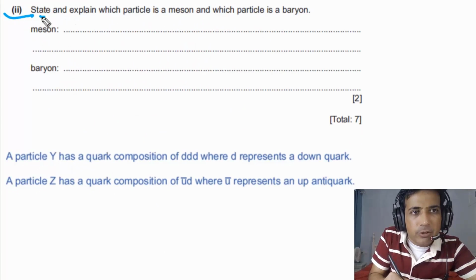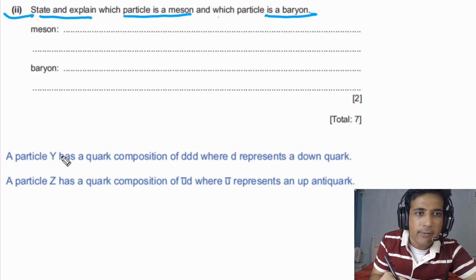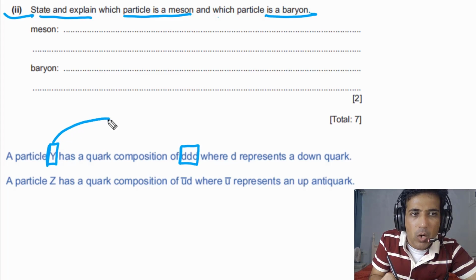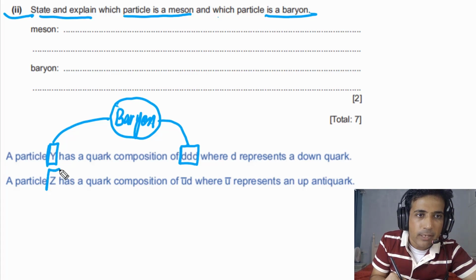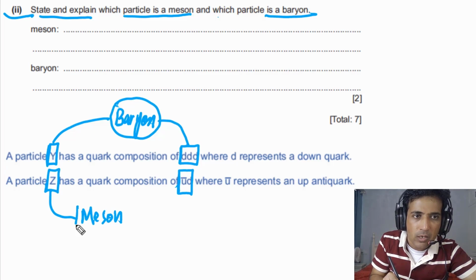For the second part, we need to state and explain which particle is a meson and which particle is a baryon. We have two particles. Particle Y has this quark composition, and it consists of 3 quarks. As it consists of 3 quarks, this one is a baryon. So we can say Y is a baryon because it consists of 3 quarks. If you look at the quark composition of Z, it consists of 1 quark and 1 anti-quark, and this one is a meson because a meson consists of 1 quark and 1 anti-quark.